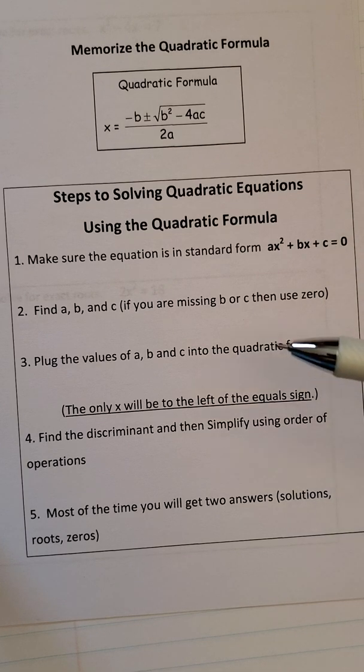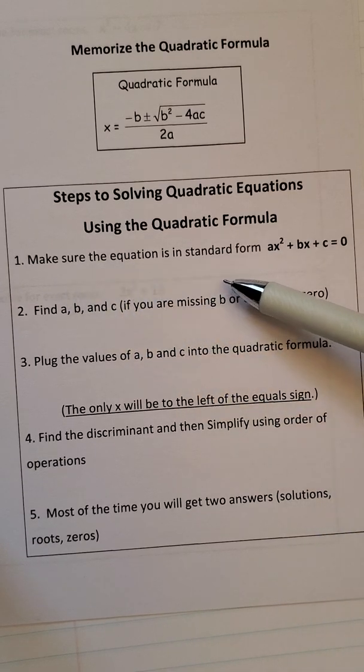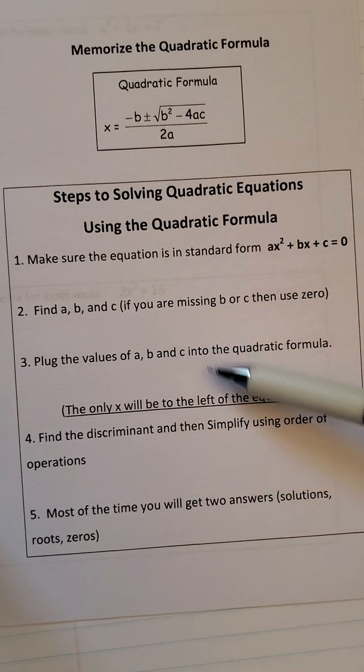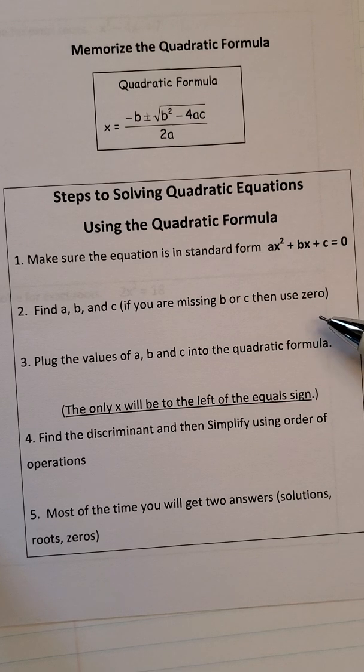Step 1, make sure the equation is in standard form. This is standard form. Step 2, find A, B, and C. Remember, if B is missing because there's no X term, or if C is missing because there's no constant term, they're 0. That's super important. They're not 1. If X is completely gone, or if the constant is completely gone, it's because it's 0.